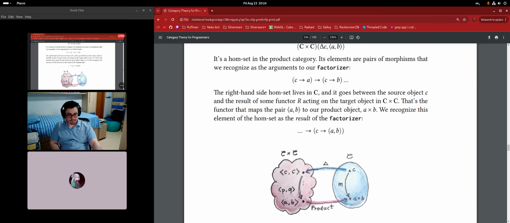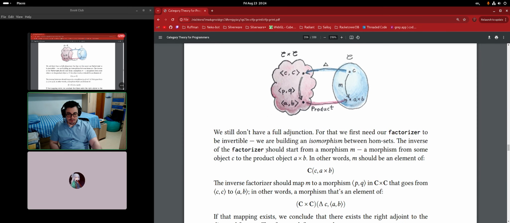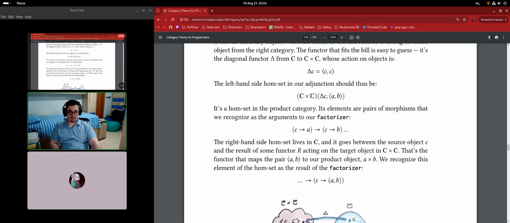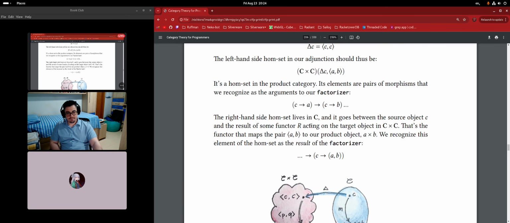Okay. The inverse of the factorizer should start from a morphism M. Yeah, yeah. So these two things are about the inverse. We don't have the pair in the other way around. The normal way, quote. Which is kind of sad. It lives in C and it goes between the source object, C, and the result of the functor R acting on a target object, CC. Yes, that's the bottom part of the diagram.